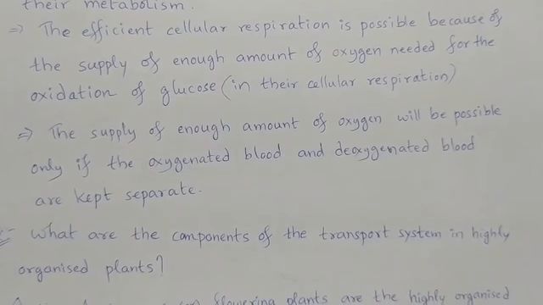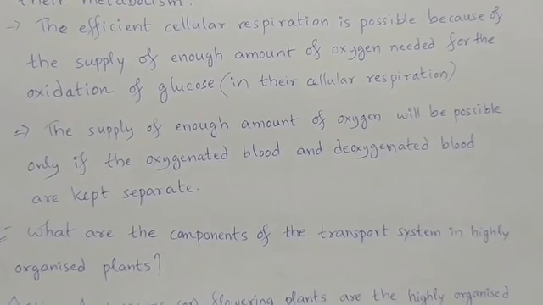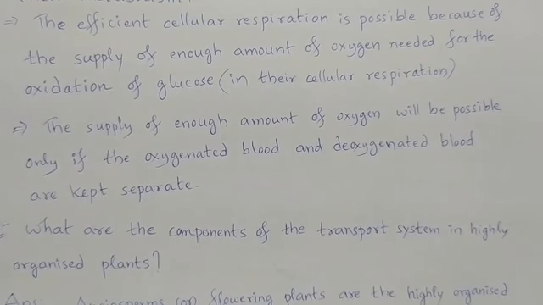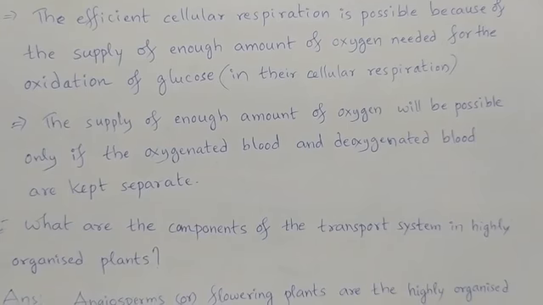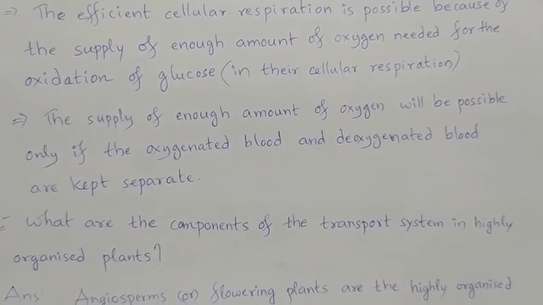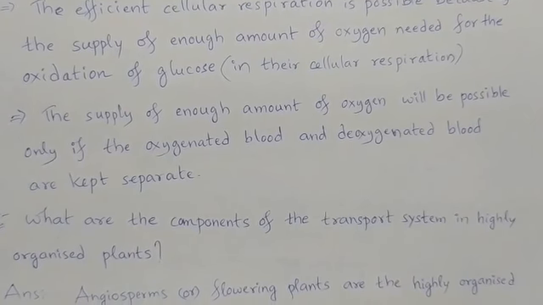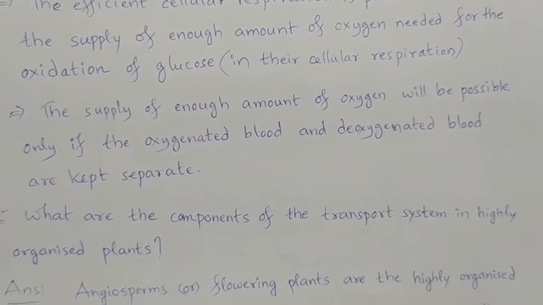The supply of enough amount of oxygen will be possible only if the oxygenated blood and deoxygenated blood are kept separate. So if the oxygenated and deoxygenated blood are kept separate, then only the enough amount of oxygen will be supplied to the cells.